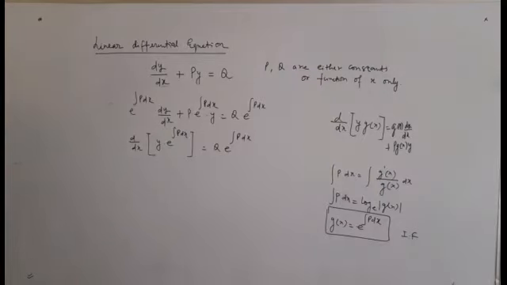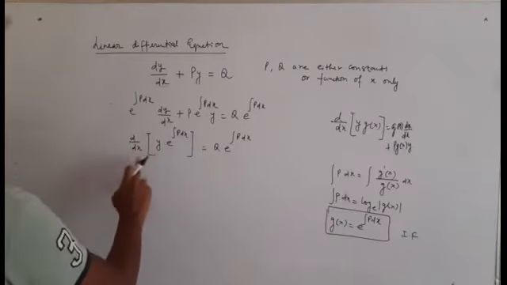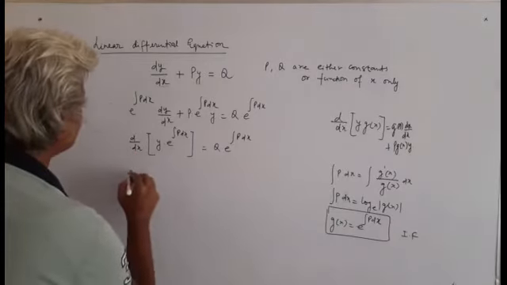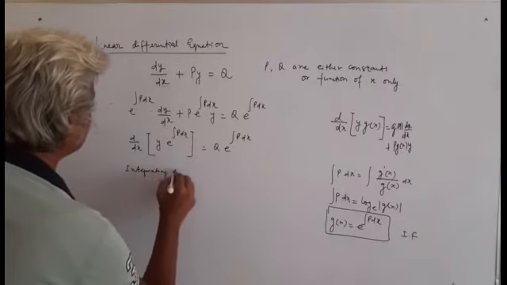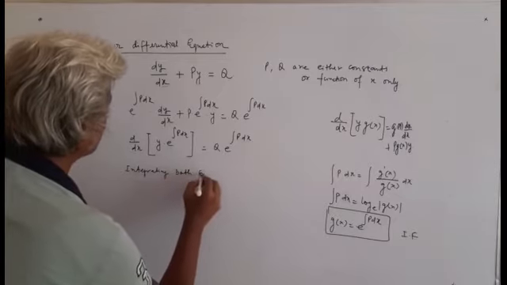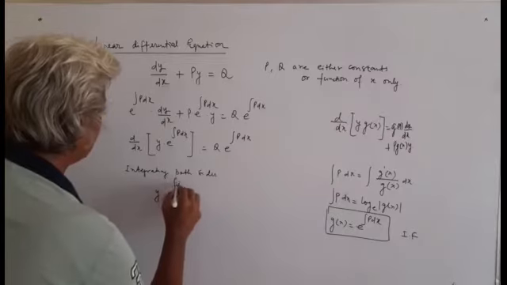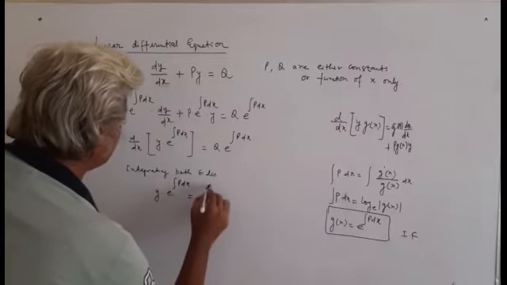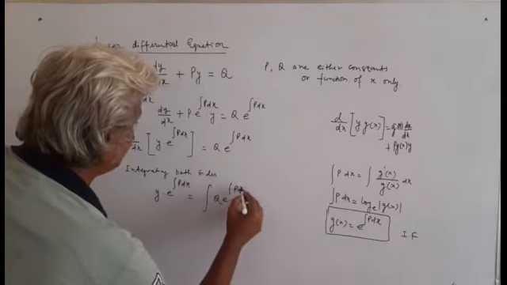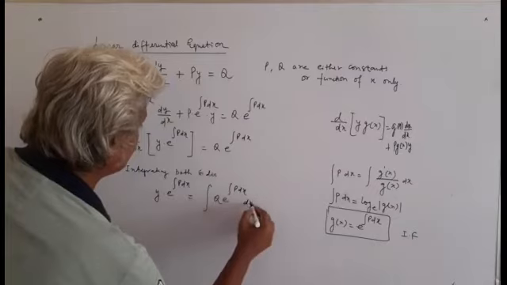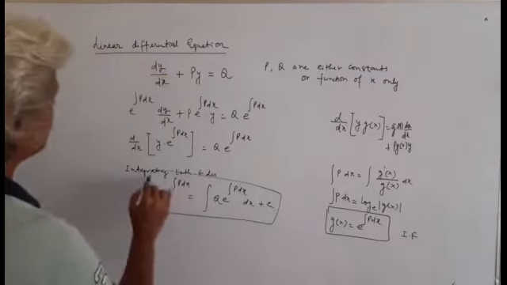Now if I want to get rid of this d by dx, then I have to integrate. So I write, integrating both sides, y into e to the power integration of p dx is equal to integration of q e to the power integration of p dx plus c. So this is your final solution.